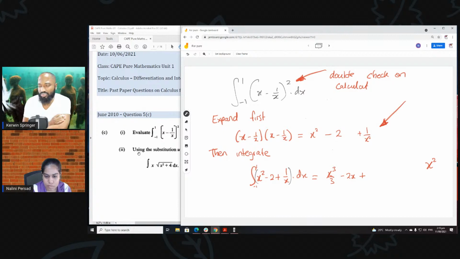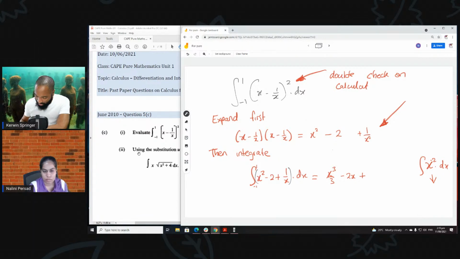I can't remember seeing the integral of 1 over x squared for them, but I think this is supposed to be able to do that too. So it's actually x to the power of negative 2, 1 over x squared. Thanks, Nalini. So this is x to the power of negative 2. If I need to integrate that separately, what do I get?